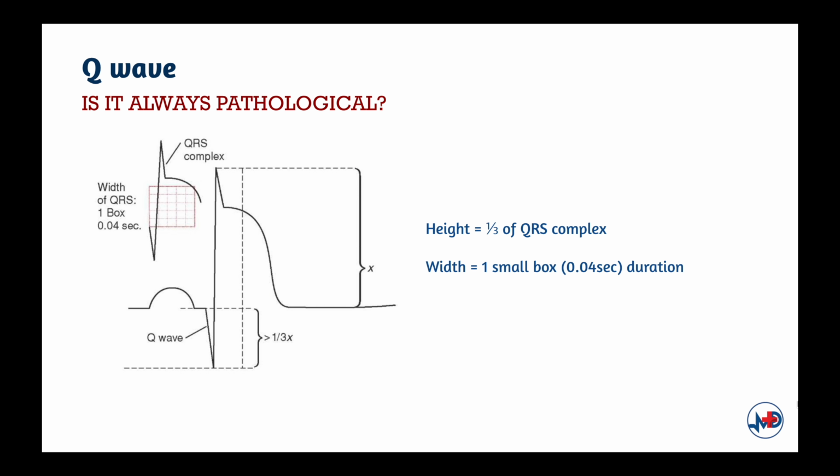Now, Q wave. Is it always pathological? Well, myocardial ischemia causes ST segment depression with or without T wave inversion as a result of altered repolarization. Myocardial infarction causes deep Q waves as a result of absence of depolarization current from deep dead tissue and receding currents from the opposite side of the heart. So, in order for us to consider Q wave as pathological, the height would be at least a third of the QRS complex, and the width would be at least one small box duration or 0.04 seconds.